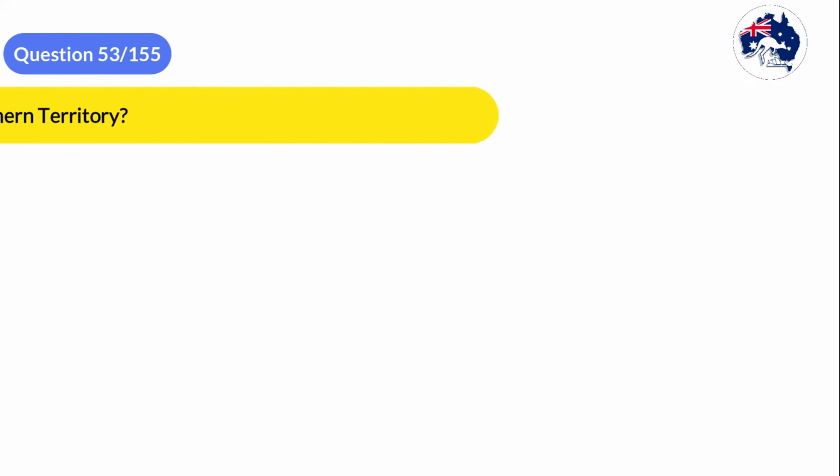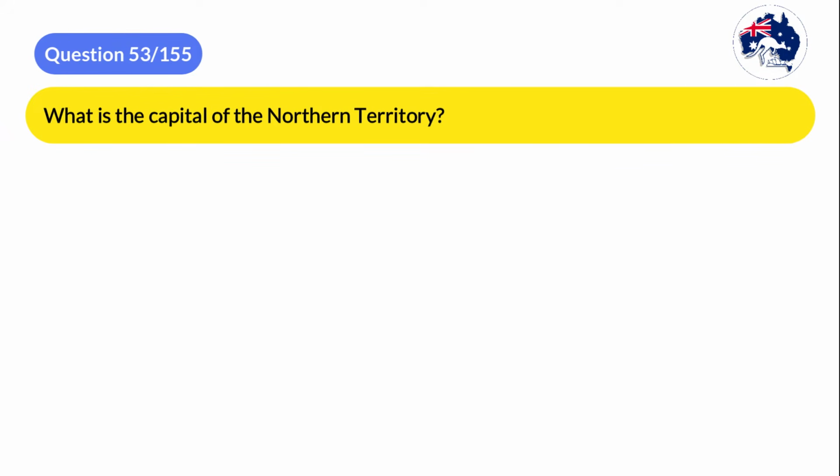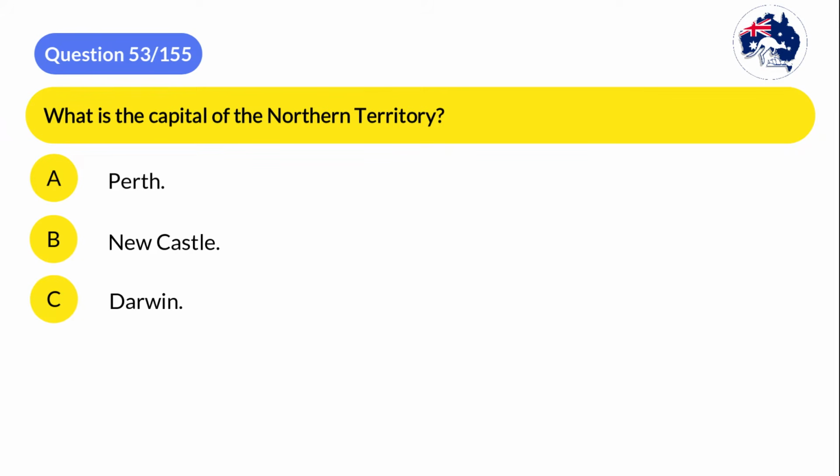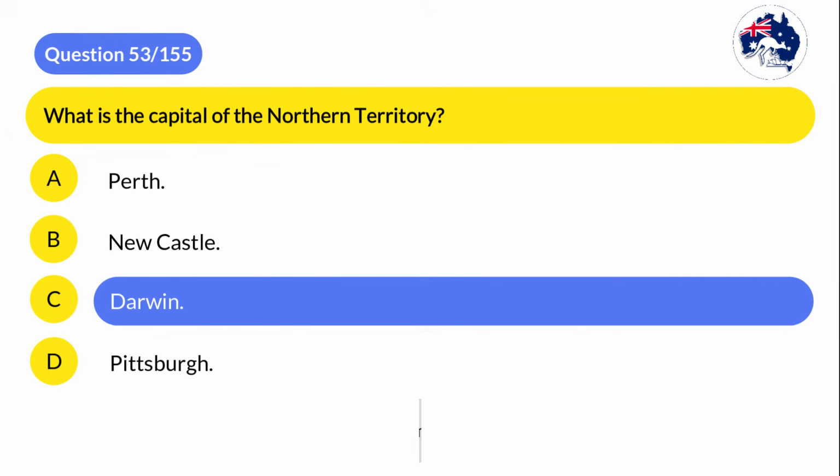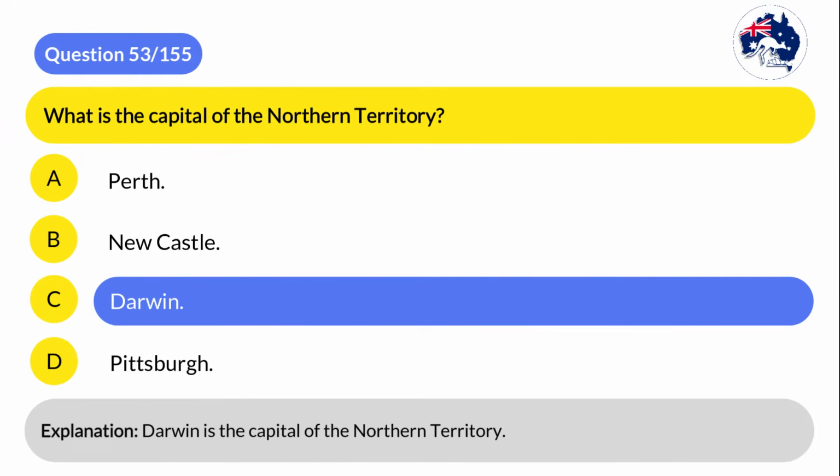Question 53. What is the capital of the Northern Territory? A. Perth. B. Newcastle. C. Darwin. D. Pittsburgh. The correct answer is C. Darwin. Explanation: Darwin is the capital of the Northern Territory.